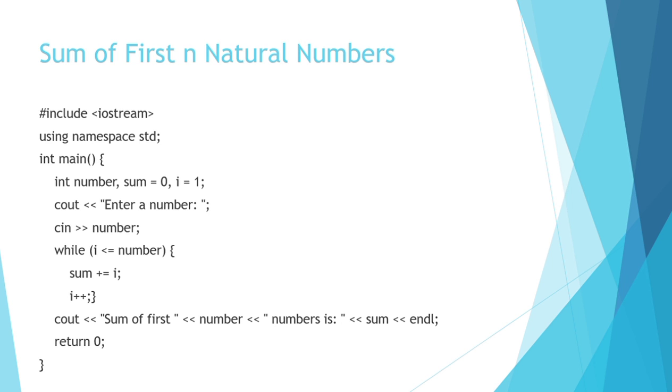int i = 1 declares an integer variable i and initializes it to 1. This variable will be used as the loop counter to iterate through the numbers from 1 to number.